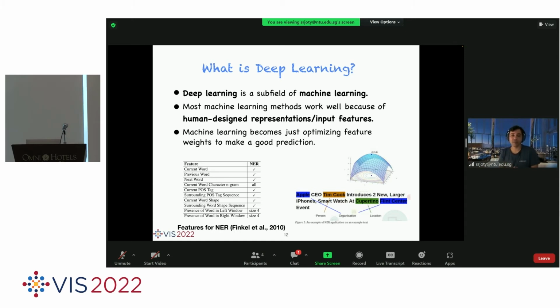What a previous approach would do is try to come up with a list of features that would represent each word, like what is the current word, what is the previous word, what is the next word, what is the current word's character n-gram, what is the part of speech of the current word, and so on. Then the machine learning task becomes learning the weights of these features, like which feature is more important. The weights determine how to combine these features, and the task becomes how to get the best values for these weights.